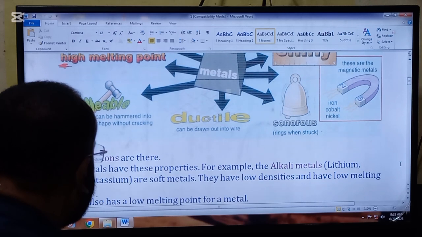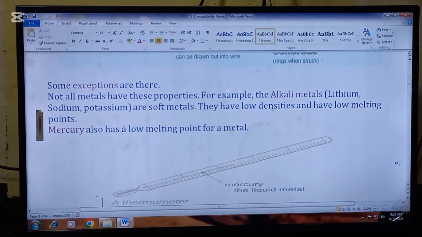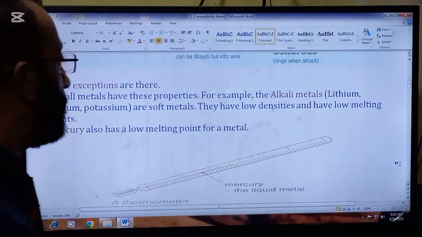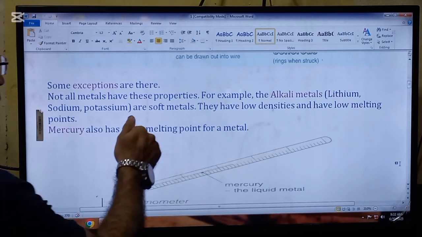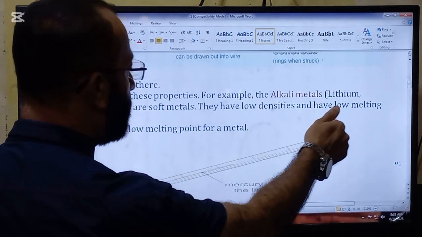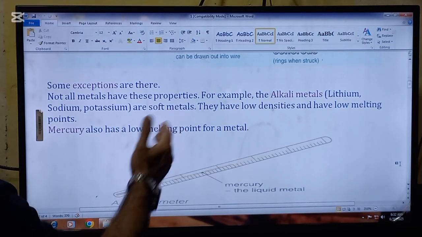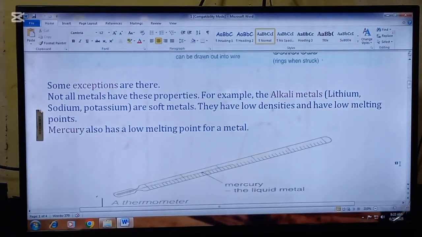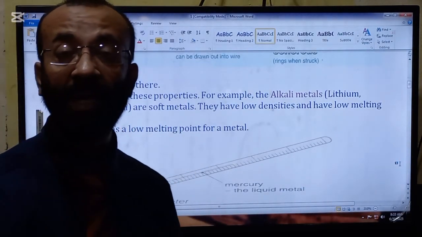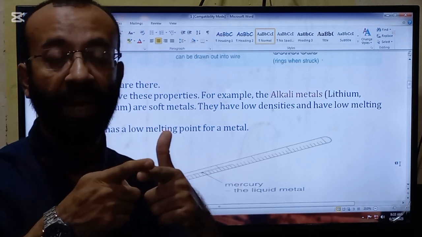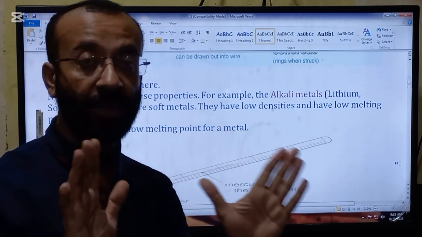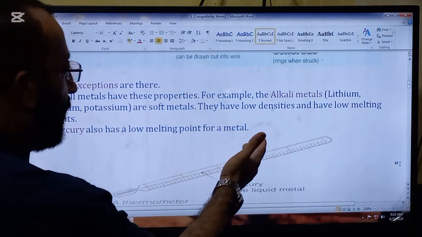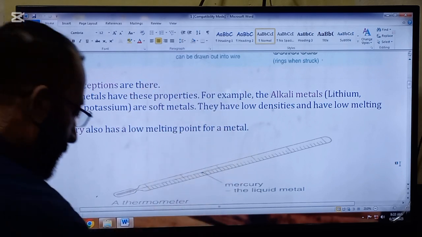Some exceptions are there. So this is another very important question that again comes in the paper frequently. Some exceptions are there in the metals. So not all metals have these properties. For example, alkali metals, that is lithium, sodium, potassium, are soft metals. They have low densities and low melting points. These are so soft that we can cut them with a knife. Mercury also has a low melting point for a metal. So these are some exceptions in the metals.